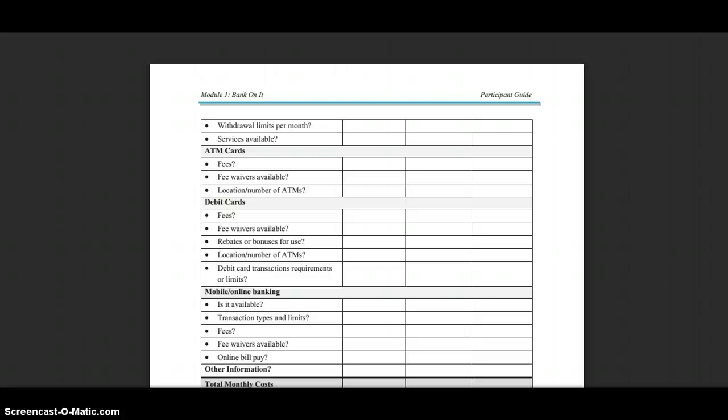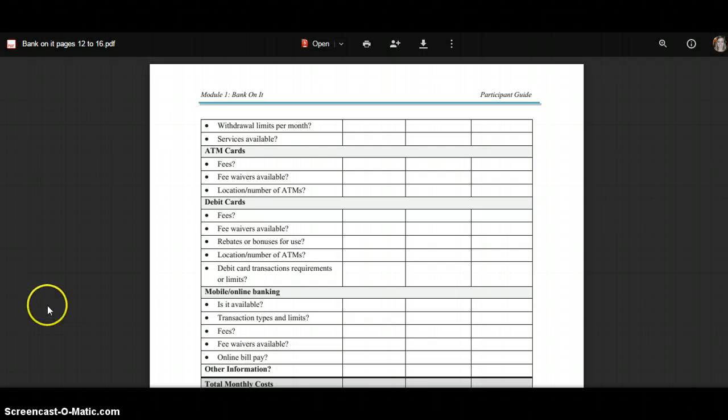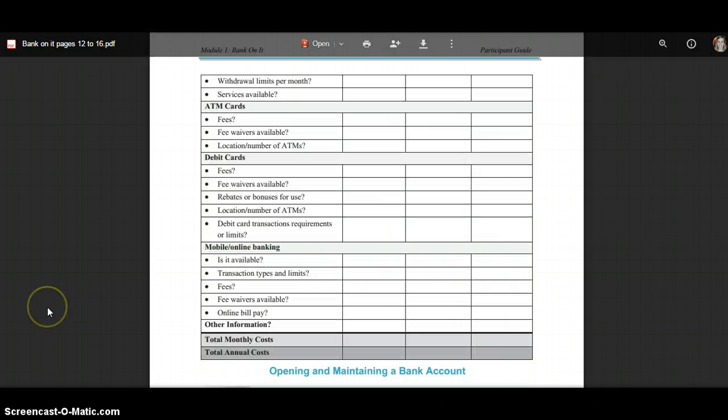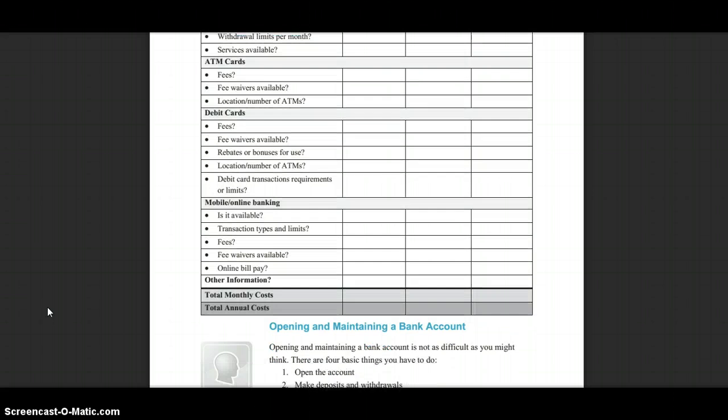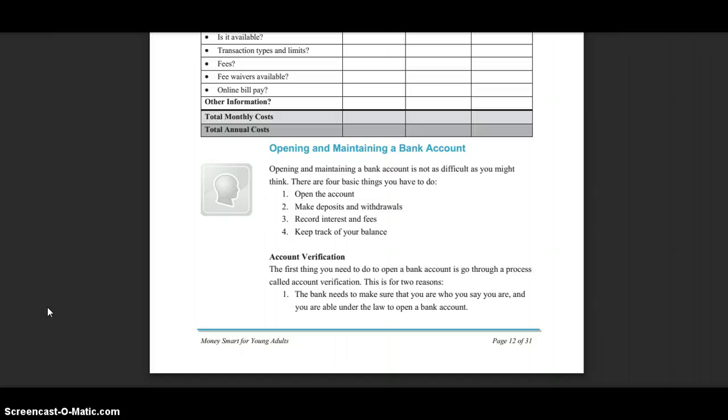So for today in social studies, you're reading pages 12 to 16 of the Bank On It packet. This might look a little familiar from the Choosing a Bank activity that we did on Thursday, but if you scroll to the bottom, you'll see the beginning of what you need to read for today.